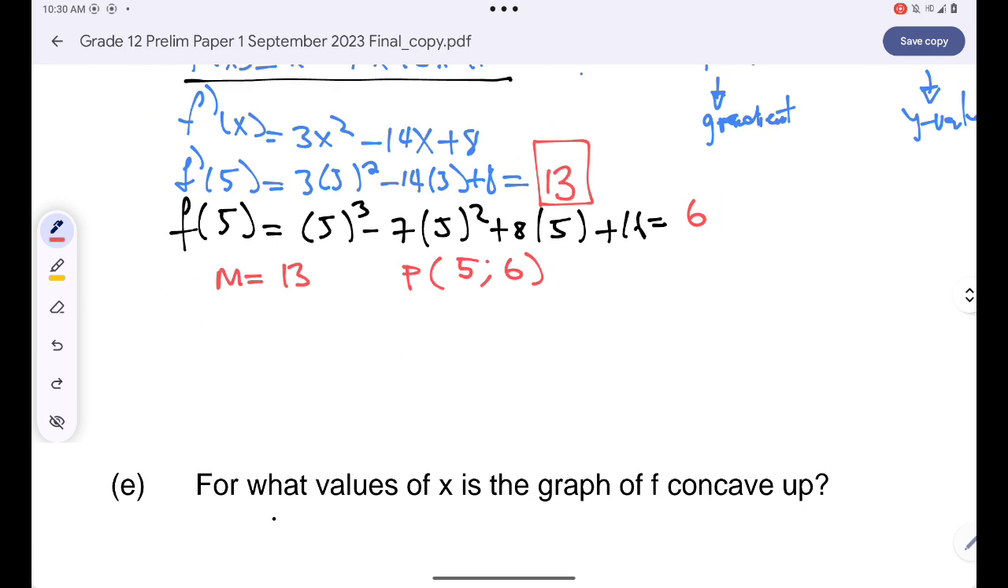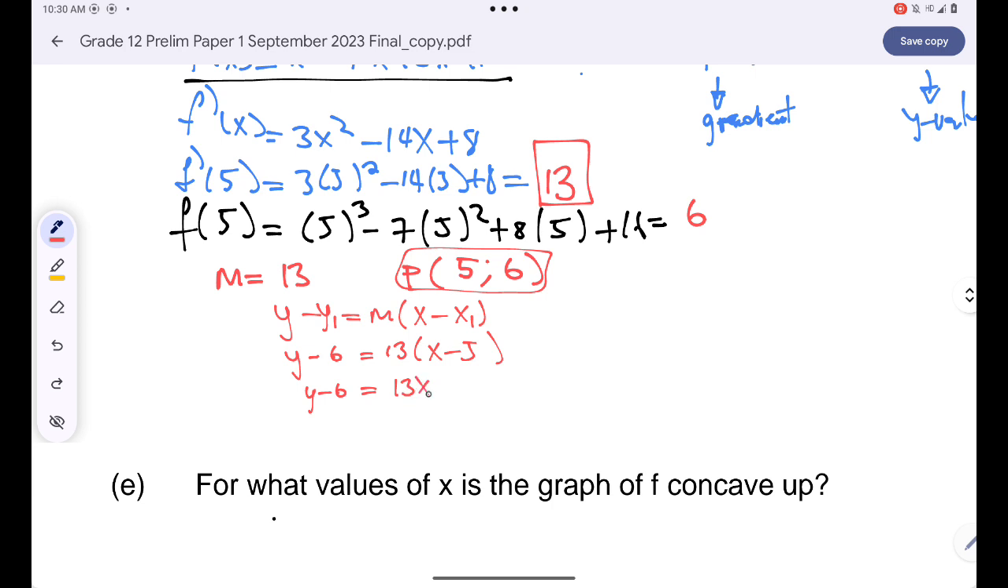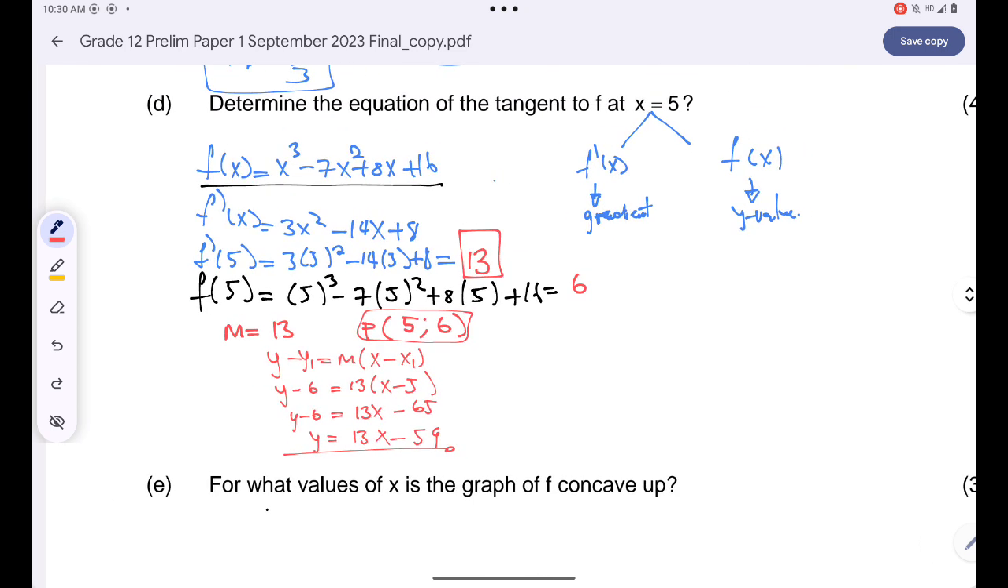So for me to find the equation of a tangent, I'll simply use the equation that says y minus y1 is equal to m times x minus x1. So y minus 6 is equal to 13 times x minus 5. Both y1 and x1 are the representation of that point over there. I'll have y minus 6 is equal to 13x minus 65, since 13 times 5 is 65, and then y is just equal to 13x minus 59. That's how, guys, you're supposed to find your equation of a tangent.